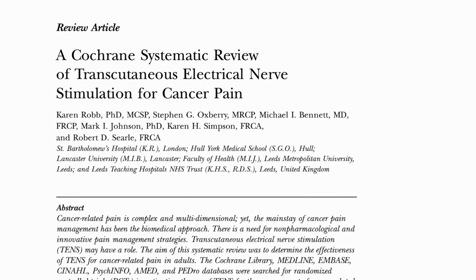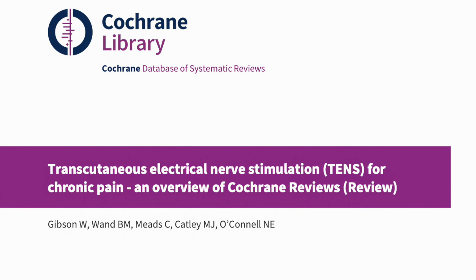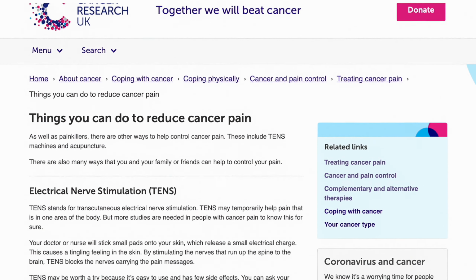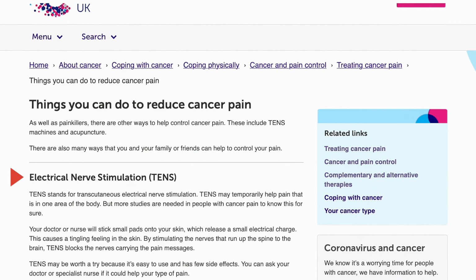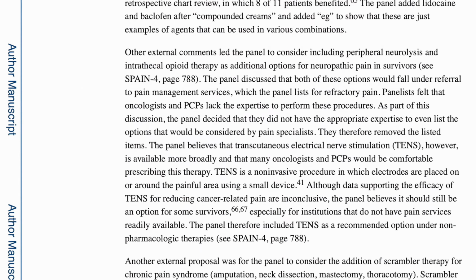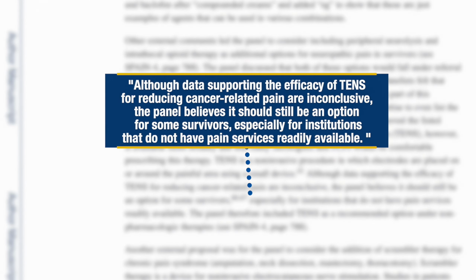For patients with cancer pain, 3 systematic reviews concluded that there was insufficient evidence to judge whether TENS should be used. Nevertheless, anecdotal evidence suggests that some patients with cancer-related pain benefit from TENS, and TENS is also included in the list of potential non-pharmacologic interventions for adult cancer pain in guidelines from the National Comprehensive Cancer Network.